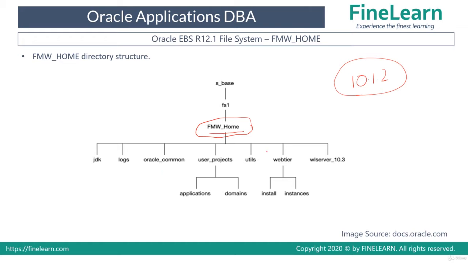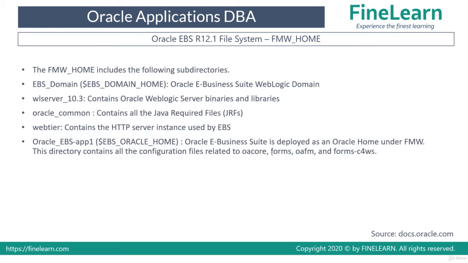So in the Fusion Middleware home, there are several important directories and files. The first important thing you need to understand is there is something called the EBS_domain directory, and this is the main WebLogic domain directory of Oracle Business Suite, and this one can be accessed with the environment variable EBS_DOMAIN_HOME. Then there is wlserver_10.3, which represents the WebLogic Server home of version 10.3.6. This is also basically called 11g WebLogic.